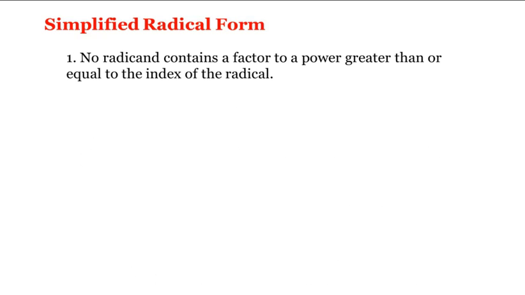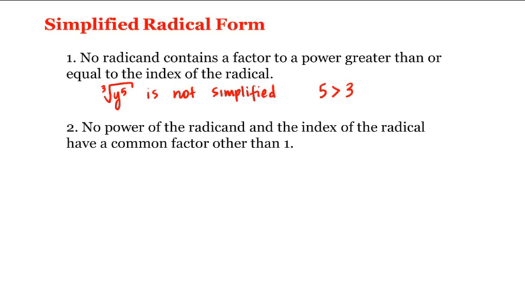Let's discuss simplified radical form. In order for an algebraic expression to be in simplified radical form, all of the following must be true. The first property that must hold is that no radicand contains a factor to a power greater than or equal to the index of the radical. For example, the cube root of y to the fifth would not be considered simplified, because the power of the factor y, namely 5, is greater than the index of the radical, which is 3.